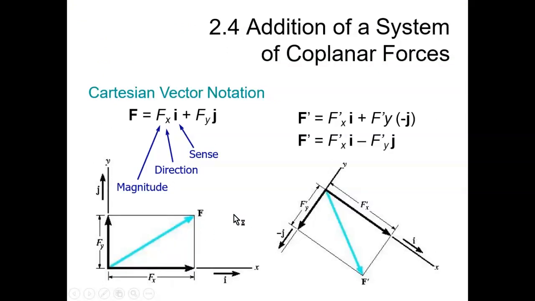Here we have two scenarios. Either you are provided with the components, and from the components you want to get to the resultant, or you are given the resultant, you want to break it into the components. So it goes two ways, depending on what inputs you have and what outputs you want.